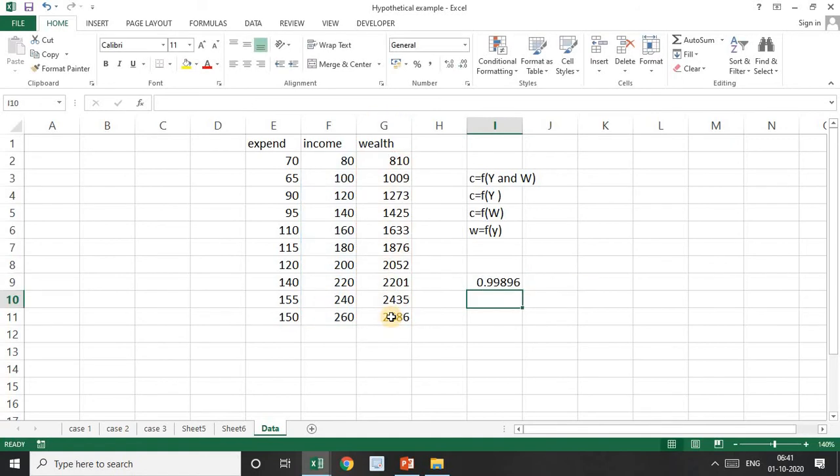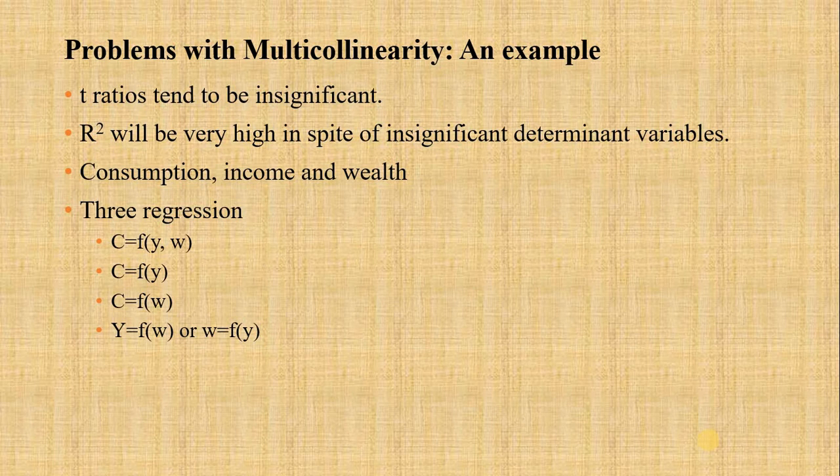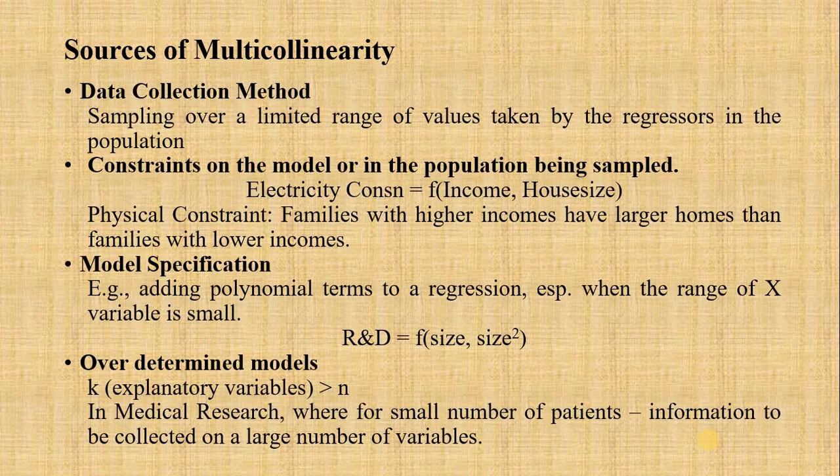You look at the correlation, it is 0.9986. Okay, so this income and wealth are highlighted. That's why we are getting this kind of result. Now, what are the reasons for the multicollinearity? Why are we getting this multicollinearity?